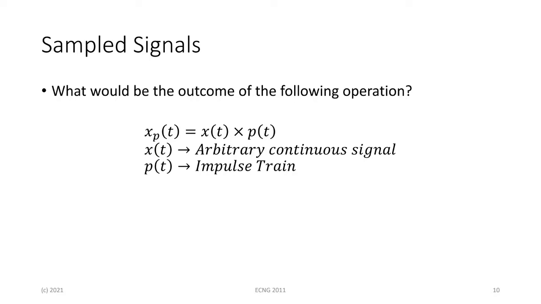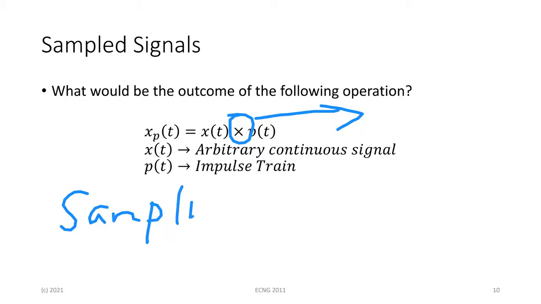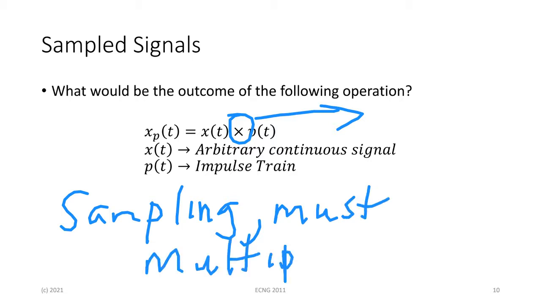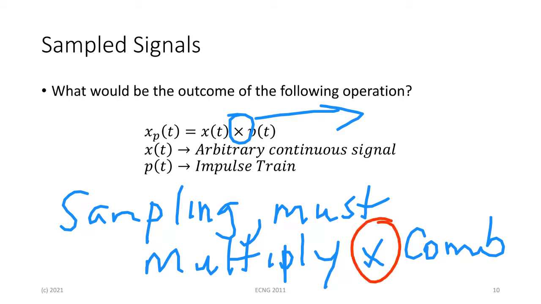The key to sampling, of course, is this: you must multiply by the comb function. You must multiply. If you add, you're not going to do anything. The key is the multiplication. So you take any signal and multiply it by the pulse train. What is a pulse train? A series of impulses uniformly spaced in time. Then you're going to sift out the values of the function x of t at uniform spaces in time, the same spacing that the impulse train or the comb function has. In other words, you're going to sample the values of the function.